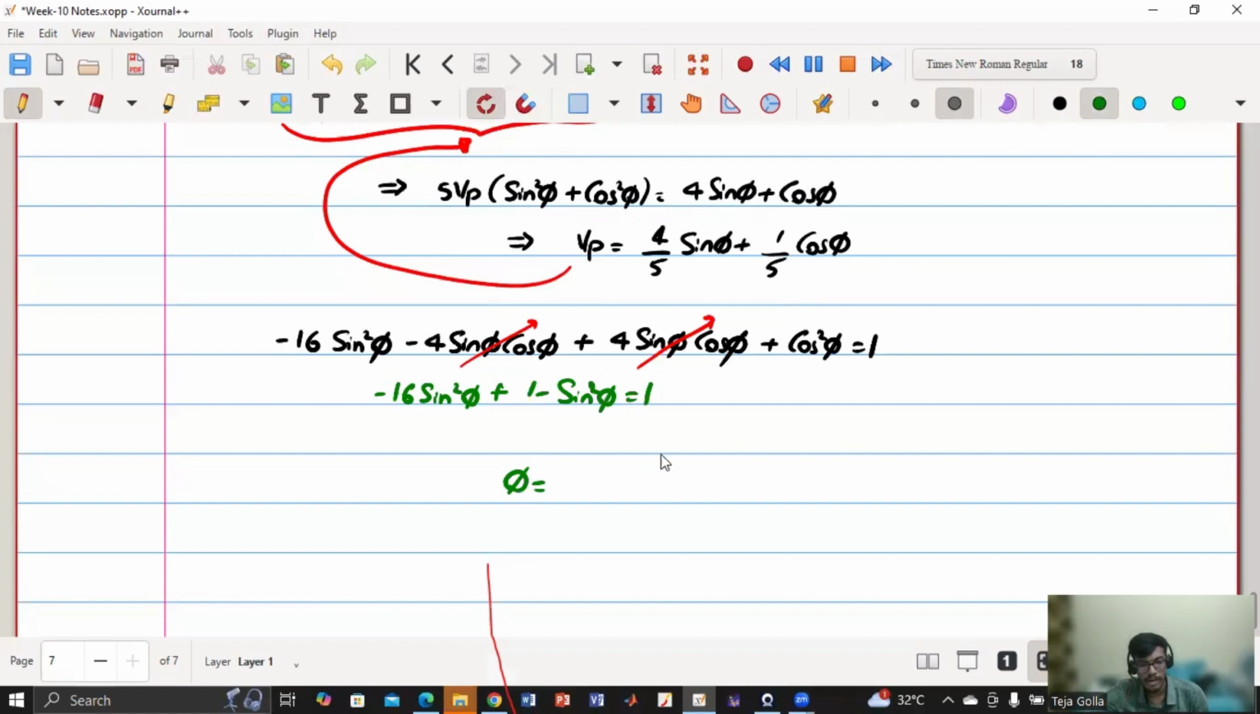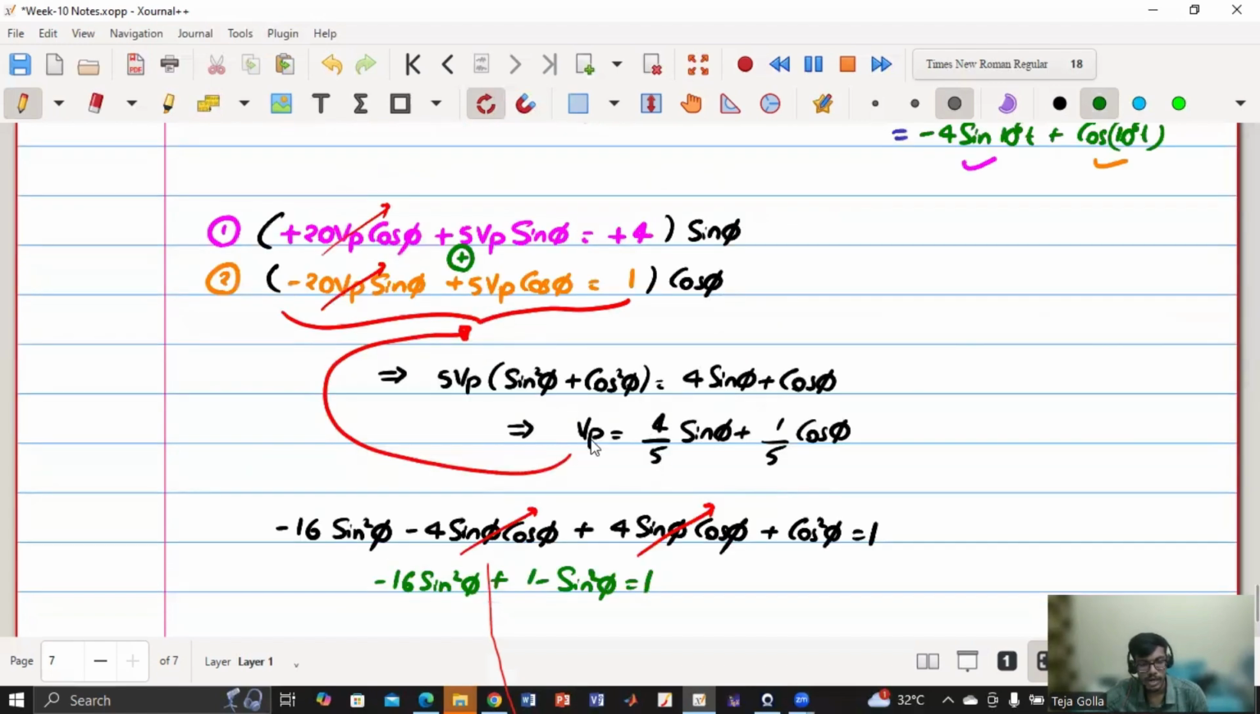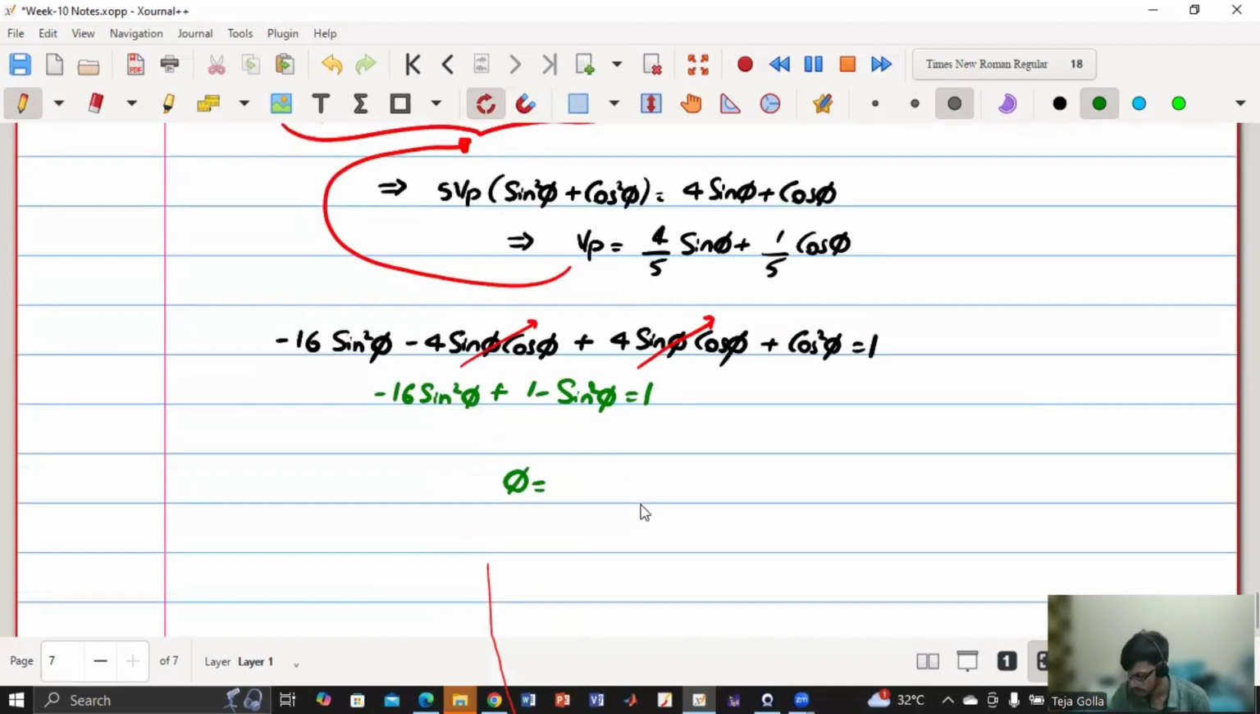Basically, what I have done is Vp is 4 by 5 sine phi plus 1 by 5 cos phi. You substitute this Vp here. So it will be minus 4 times, minus 4 sine phi into this entire term. So minus 16 sine square phi minus 4 sine phi cos phi. 5 Vp cos phi is 4 sine phi plus cos phi into cos phi, so 4 sine phi cos phi plus cos square phi. So sine square phi is 0, so phi is 0. Yeah, very good. So phi is 0 degrees.